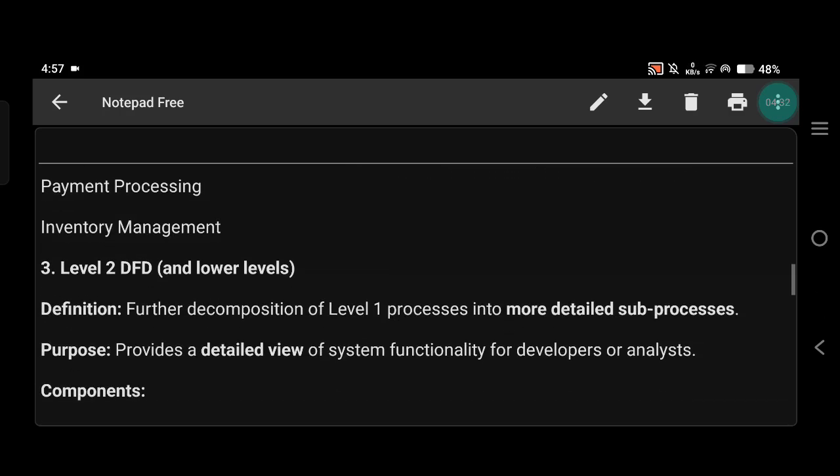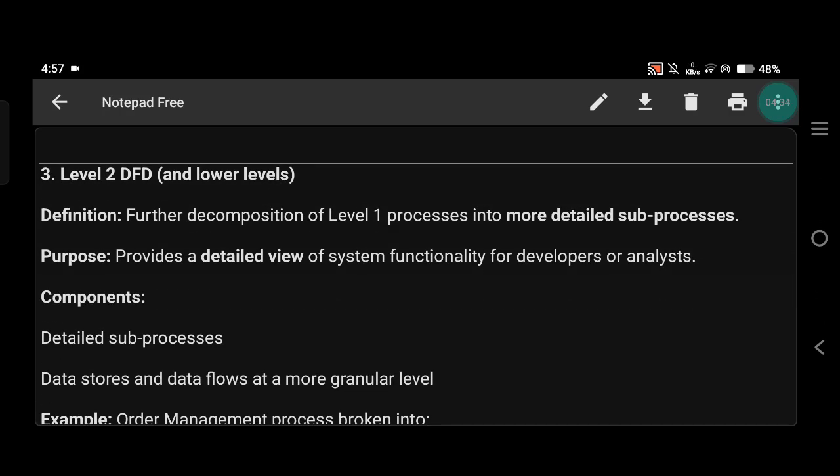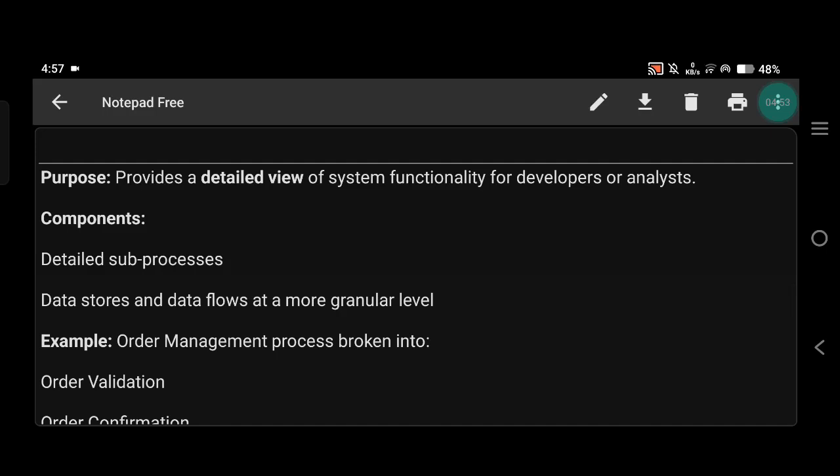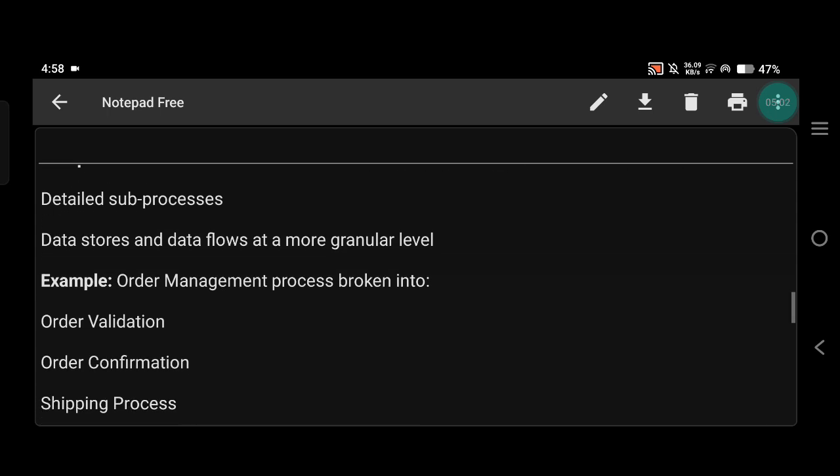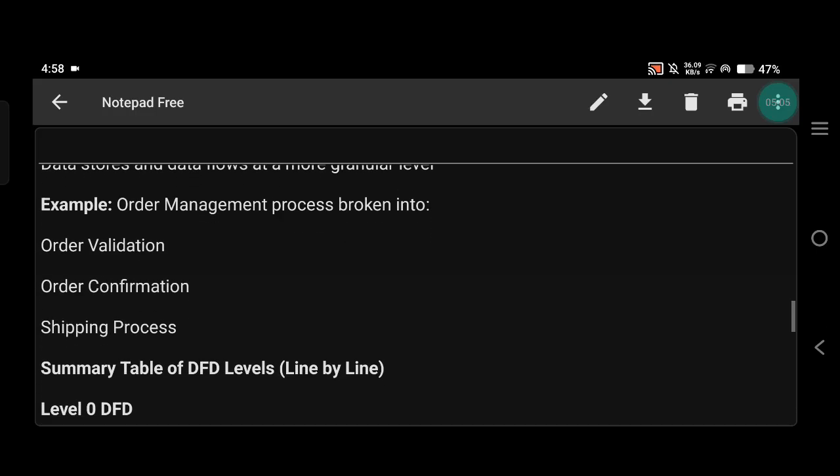Now third one is level 2 DFD. Definition: further decomposition of level 1 processes into more detailed sub processes. Purpose: provides a detailed view of system functionality for developers or analysts. Components: details of processes, data stores, and data flows at a more granular level. Example: order management process broken into order validation, order confirmation, shipping processes.